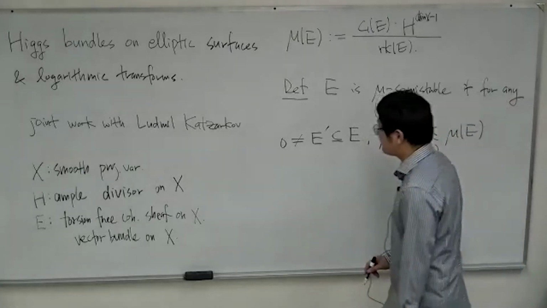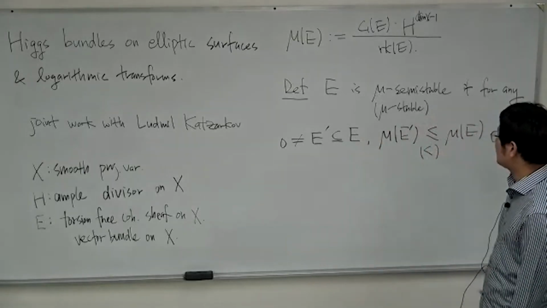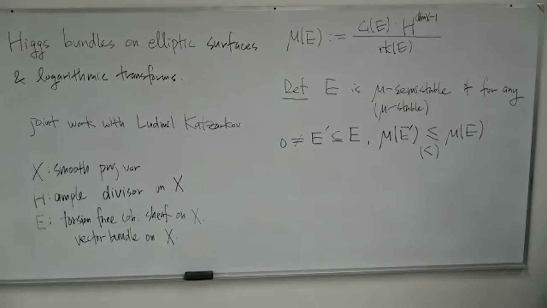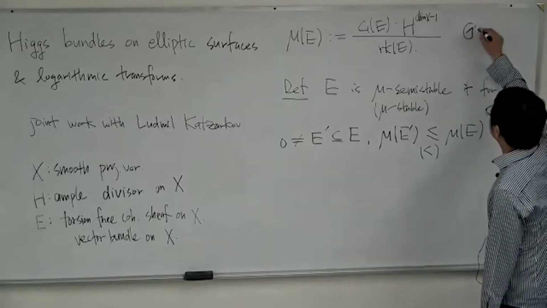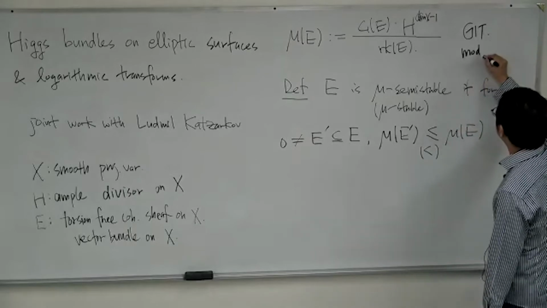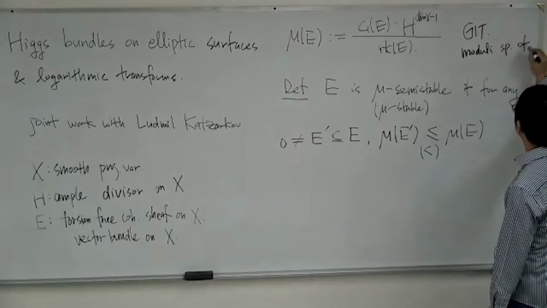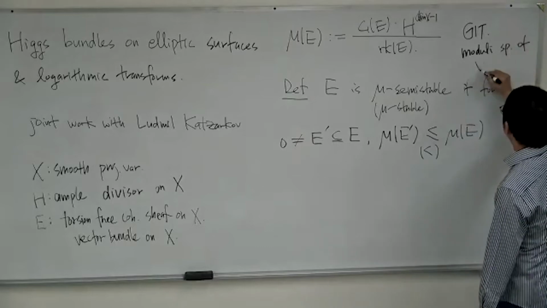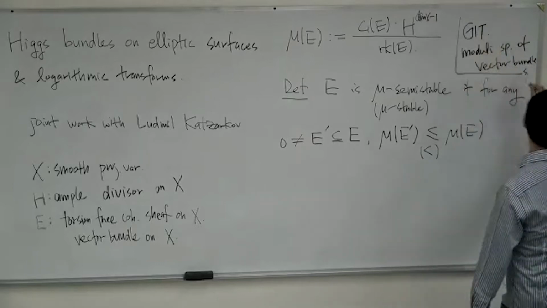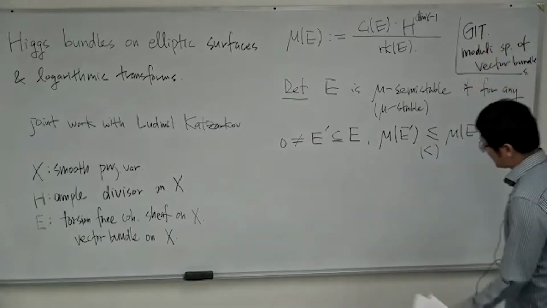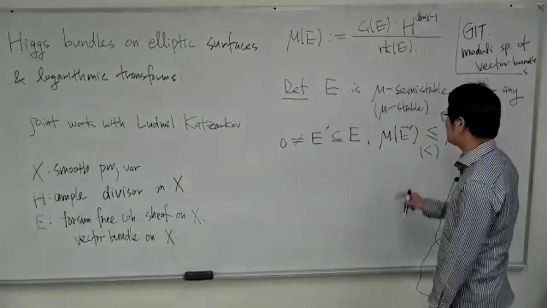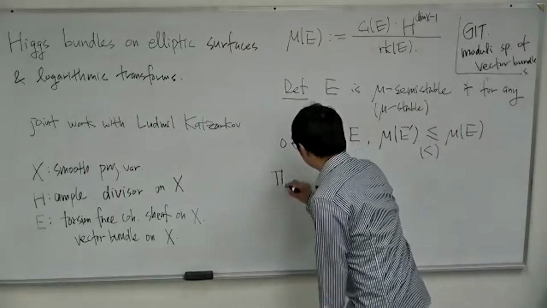And this notion appears in many contexts. For example, when I consider this GIT quotient and you want to construct a moduli space of sheaves, some certain vector bundles. These notions are very popular, appear everywhere. And this notion also appears in several other contexts.